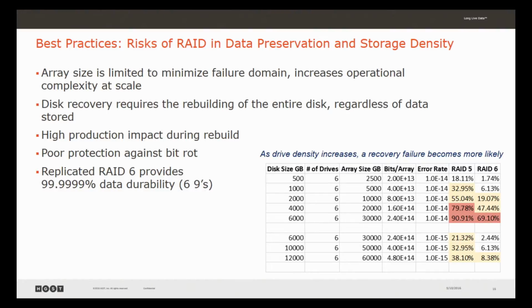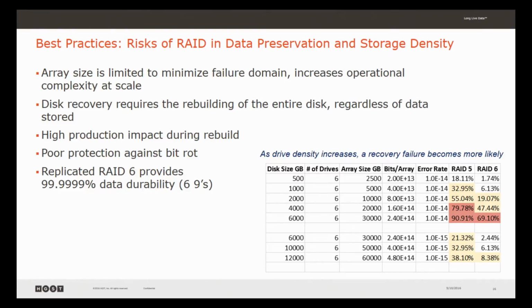One of the reasons you don't see a lot of RAID-based solutions moving to very high density disks, usually not over 4 terabytes, is because of the RAID problem. Some of these traditional storage platforms are still running RAID 5, RAID 6. I know the graph's a little small, but as we get into the 6 terabyte drives and above on the standard NAS bit error levels, these numbers highlighted in red for RAID 5 and RAID 6 represent the possibility of an unrecoverable read error on a rebuild. At the 6 terabyte drive level with RAID 5, you have a 90% chance of not being able to recover a RAID array on a rebuild.